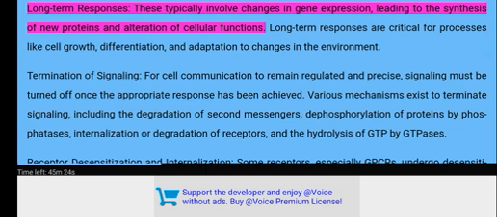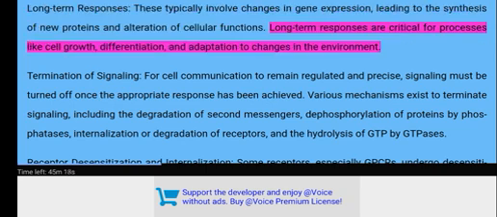Long-term responses. These typically involve changes in gene expression, leading to the synthesis of new proteins and alteration of cellular functions. Long-term responses are critical for processes like cell growth, differentiation, and adaptation to changes in the environment.